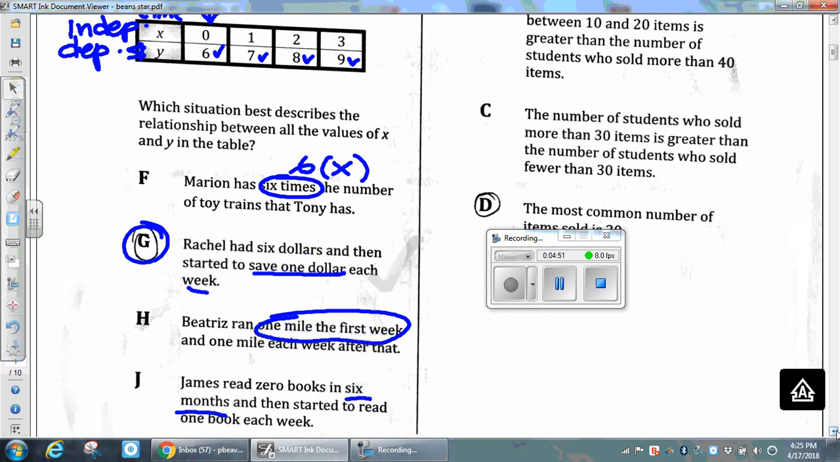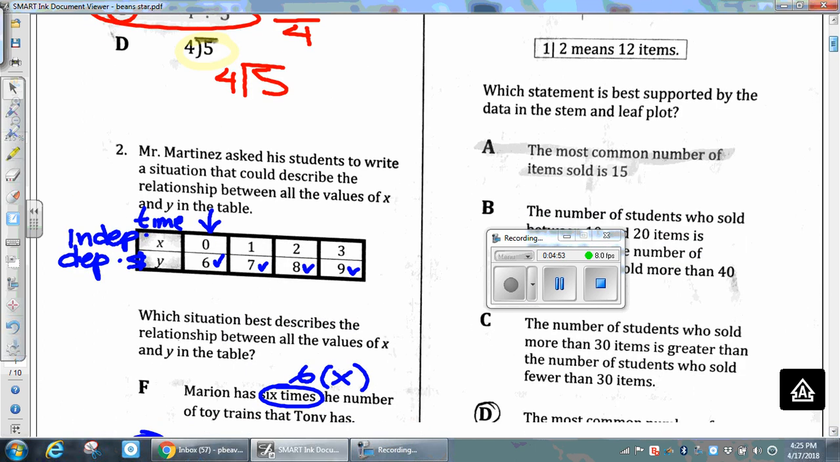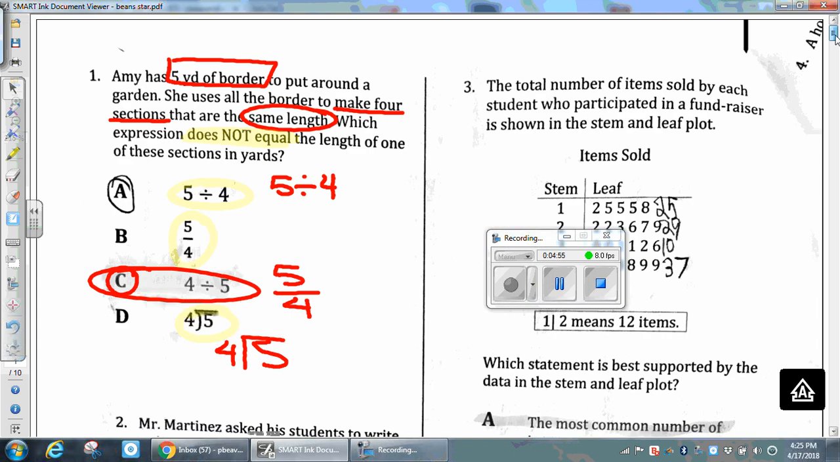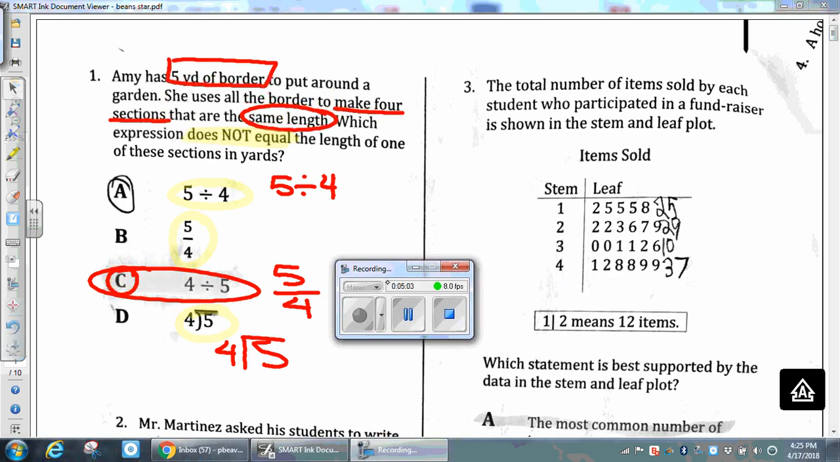So let's go on to number 3. The total number of items sold by each student who participated in a fundraiser is shown in the stem and leaf plot. And so we see that here.